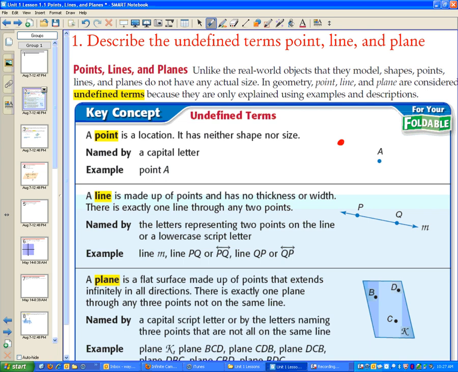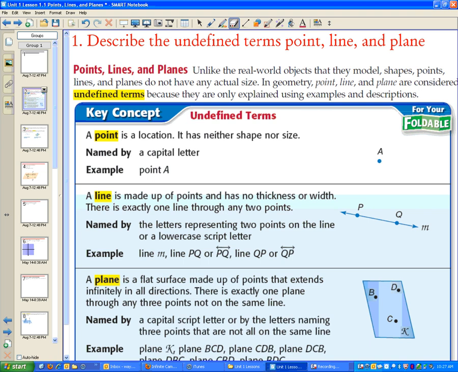Okay? So where's point A? Right there is where point A is. It's that location. Make sense? All right, now a line. You know what a line is. A line is made up of points. Now, since points don't have any size, lines can't have any thickness, can they? So, a line is made up of points and has no thickness or width. There's exactly one line through any 2 points.